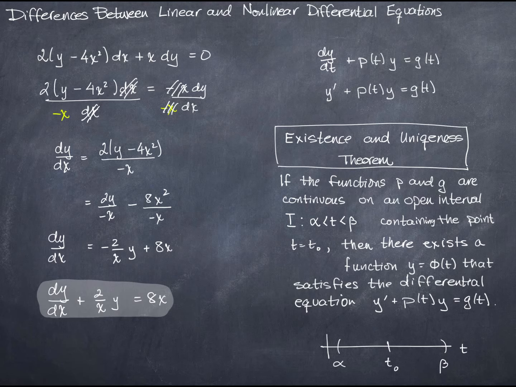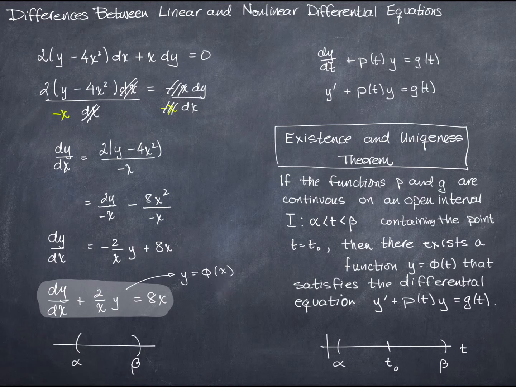That means that if the functions p and g are continuous, and in my example over here, p of t would be 2 over x, g of t would be 8x, if those are continuous on some open interval between alpha and beta, then this thing has a solution, and that solution is going to be y equals some new function. This one's going to be in terms of x. If these two functions are continuous over an open interval, then this equation has a solution of the form phi of x. That's what this is saying.